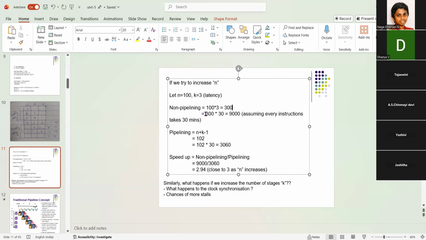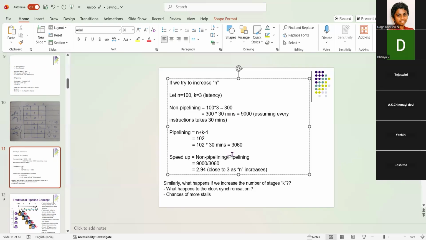Always we consider in terms of time, no? We'll just consider the optimized case where everything takes 30 minutes. So it's 300 into 30 minutes, which is actually 9,000. Now let's consider pipelining. For the number of clock cycles, it is n plus k minus 1, which is 100 plus 3 minus 1, 100 plus 2, which is 102. Then we multiply with 30 minutes, which is 3060.